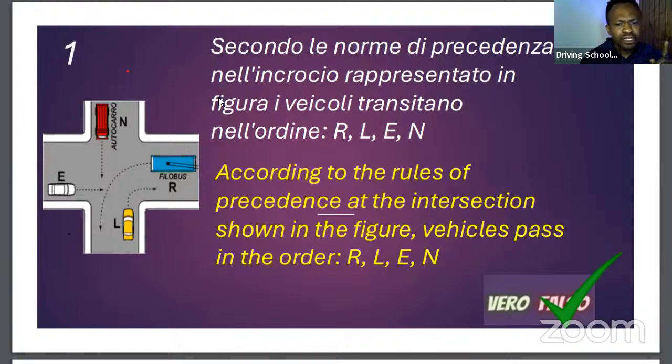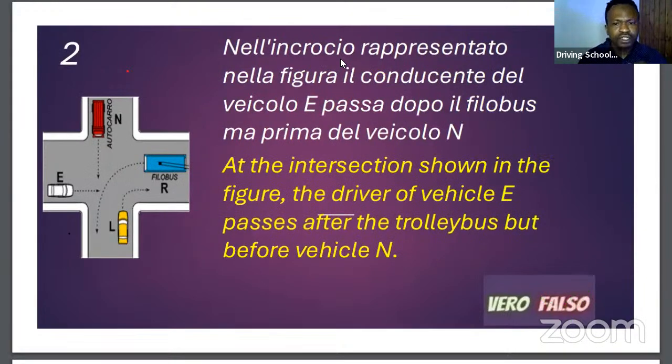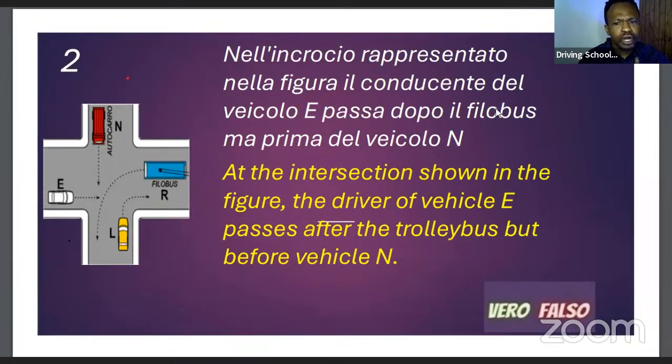So then the next question is this one. It said, "Nell'incrocio rappresentato nella figura, il conducente del veicolo E passa dopo il filobus, ma prima del veicolo N," which is: at the intersection shown in the figure, the driver of vehicle E passes after the trolleybus, but before vehicle N. So what is our response to this question number 2? Vero or falso, true or false?